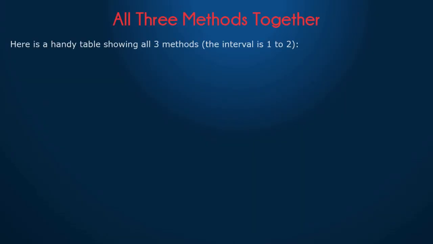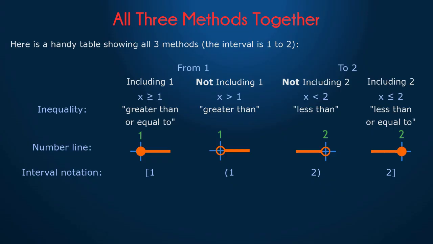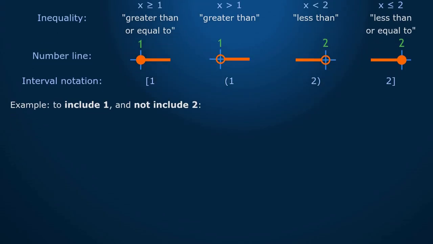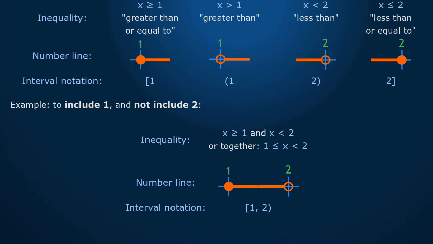Here's a handy table showing all three methods. The interval is 1 to 2. Pause the video and have a good look. Example, to include 1 and not include 2.